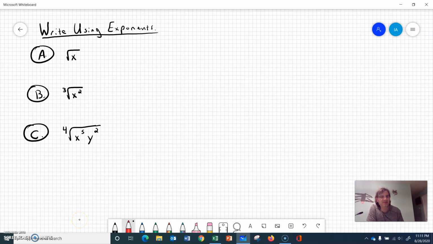Hey, Mr. Allred here. We've been talking about exponents and roots, or radicals, and now we're combining the two into rational exponents. And when I say rational, you should think fraction. So here we have some roots, and we're going to write them using exponents.